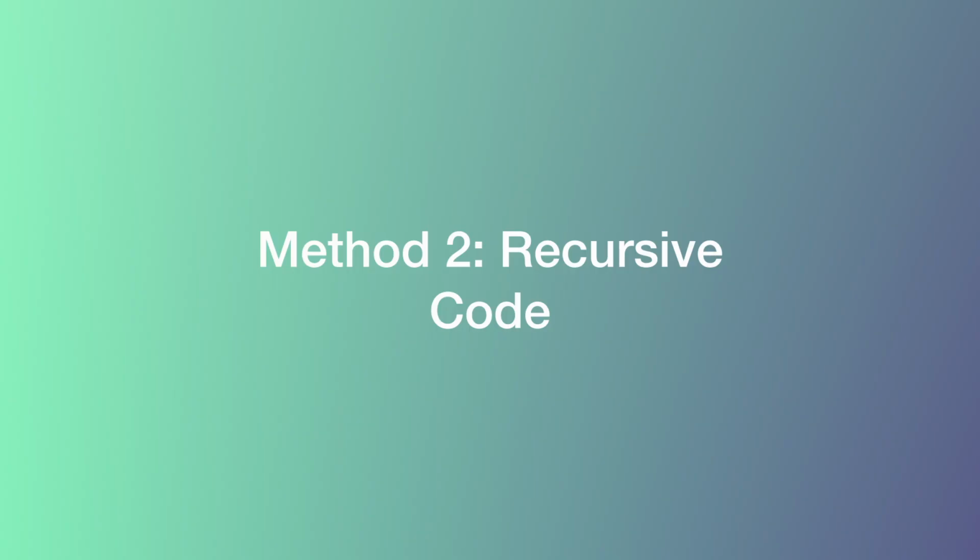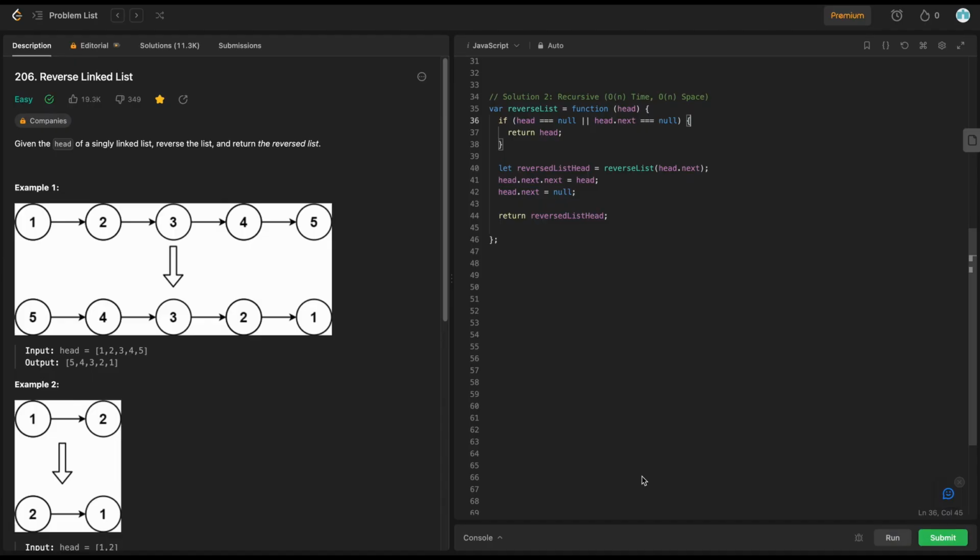Here is the code for the recursive approach. As I mentioned on the whiteboard, the first part is the base case. We're going to be checking if the head is equal to null or if the head.next pointer is pointing to null. In either case, we'll be returning head. Otherwise, we're going to be continuing on with the rest of the code.